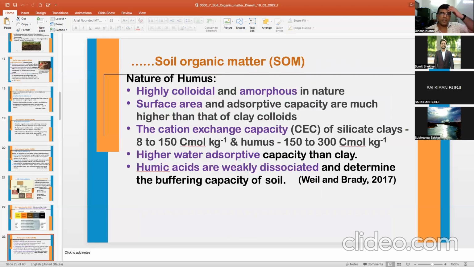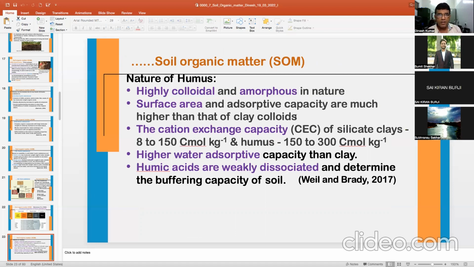Now you see more characteristics of humus: highly colloidal and amorphous in nature. There is no form, it is amorphous. Surface area and adsorptive capacity are much higher than that of clay colloids. I told you organic colloid is your humus and clay colloid is your inorganic colloid. So here the cation exchange capacity is very high.